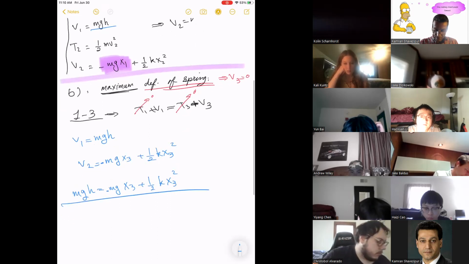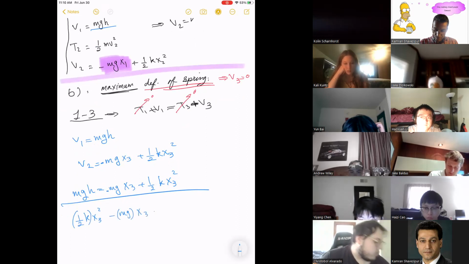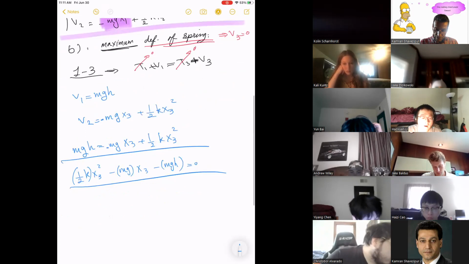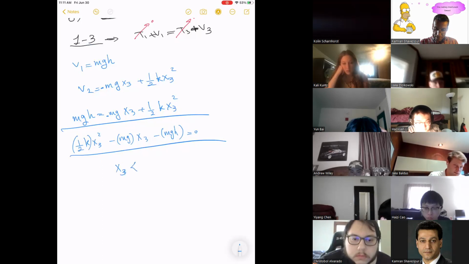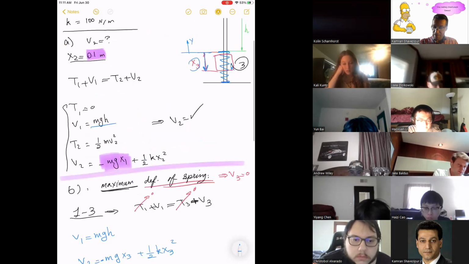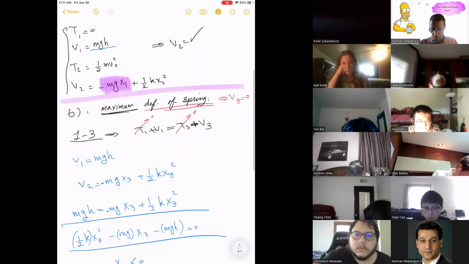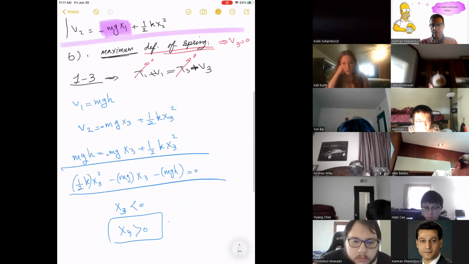This is a quadratic equation. You can simply put everything on one side: half k x3 squared minus mg x3 minus mgh equals 0. This possibly gives you 2 solutions, right? One x3 is usually negative and one x3 is positive. Remember, x3 we already consider going down, so its value should be positive. So you take the positive number, and then you solve it just like that. So you take a positive number, and that's your x3.